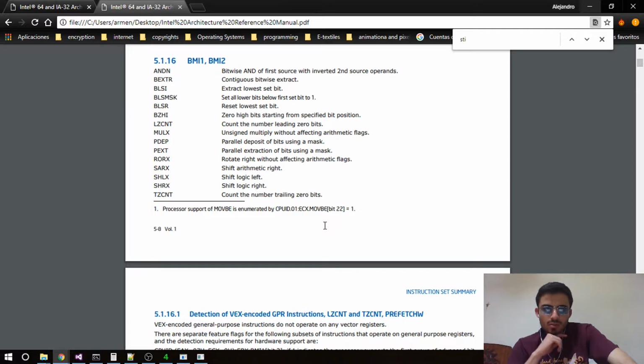Okay, so there is a bitwise AND of the first source with the inverted second source operand. I can use bitwise extract lowest set bit, set all lower bits below the first set. Okay, that's a good one. That's like a lower mask. And reset the lowest set bit. It's another good one. Zero high bits starting from a specified bit position.